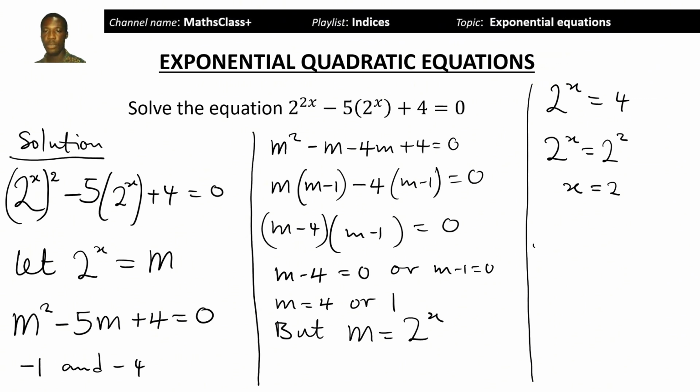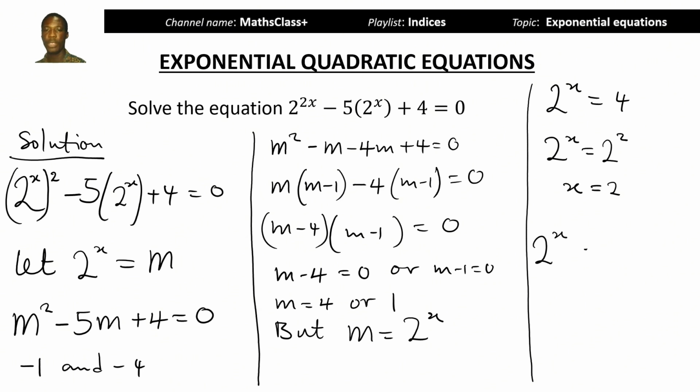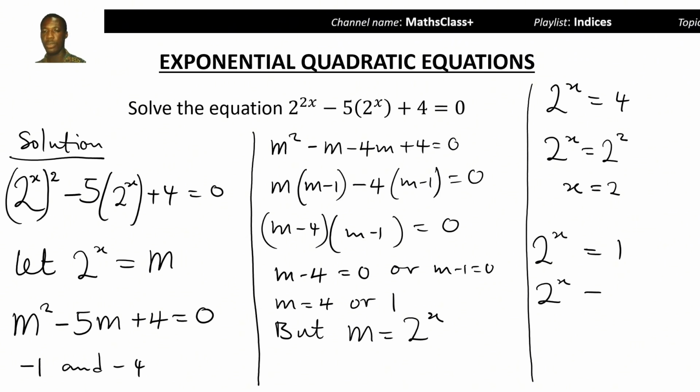The next is 2 to the power x is equal to 1. And 1 can be written as 2 to the power 0. And so here, x is equal to 0. And that is the answer.